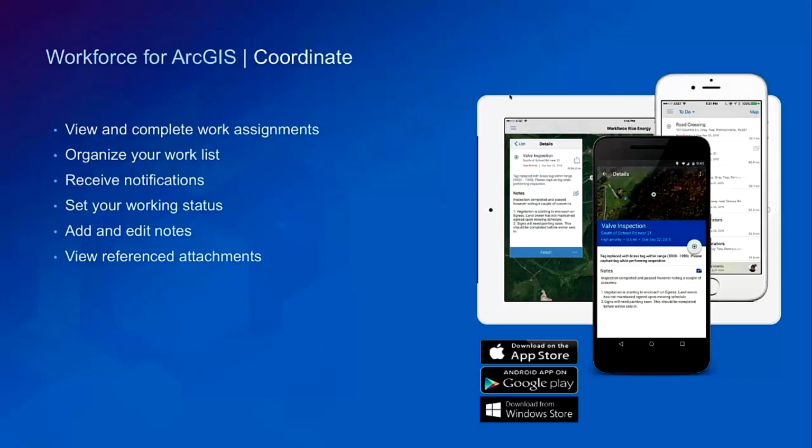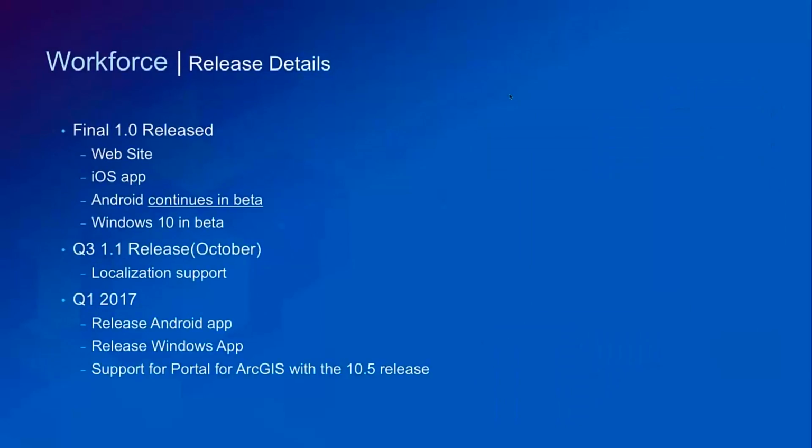Now, the status of the Workforce product: we've released the first version into ArcGIS Online back in July. That's the website, and also the iOS application. We're in beta today with the Android and Windows 10 versions. We added localization support in October, so it's available in all of the languages that ArcGIS Online is available in today.